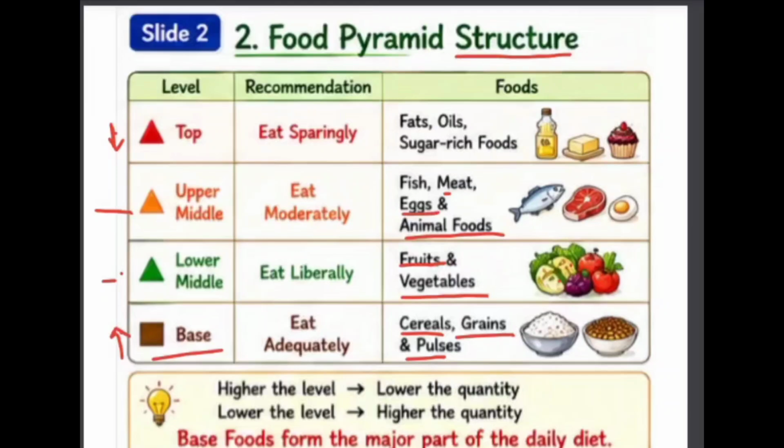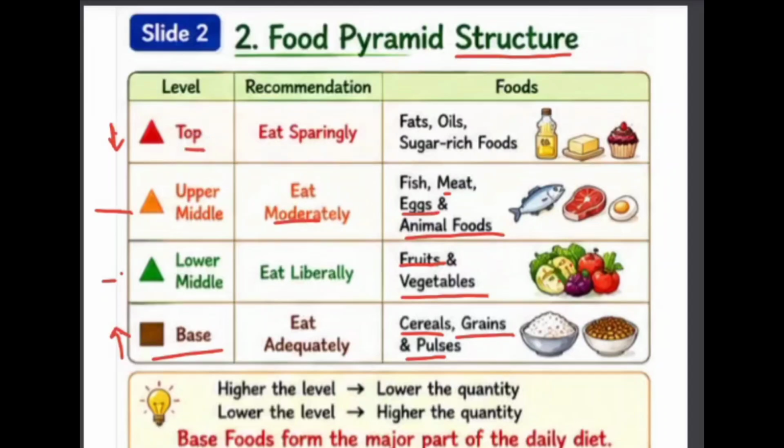Children, adolescents, athletes, and people recovering from illnesses particularly need adequate amounts of protein. Although these foods are highly nutritious, they should be consumed in moderate quantities according to the food pyramid recommendations. Now that we have discussed protein rich foods, let us move to the topmost level of the pyramid.